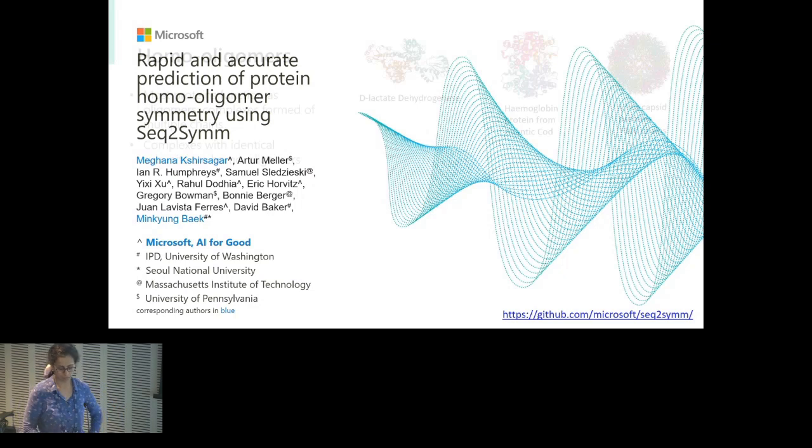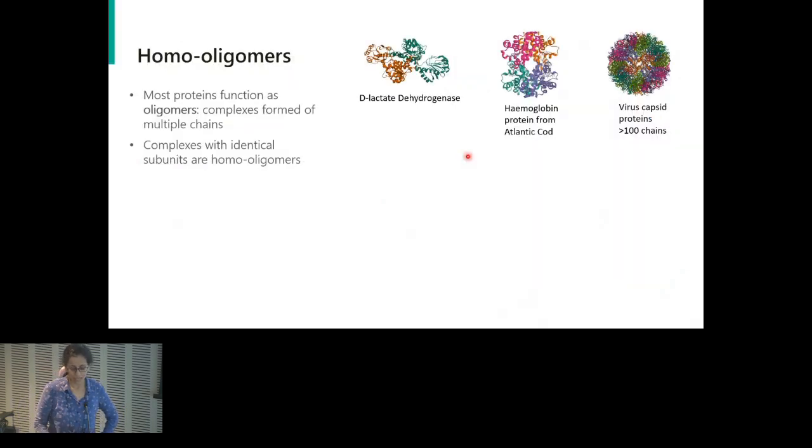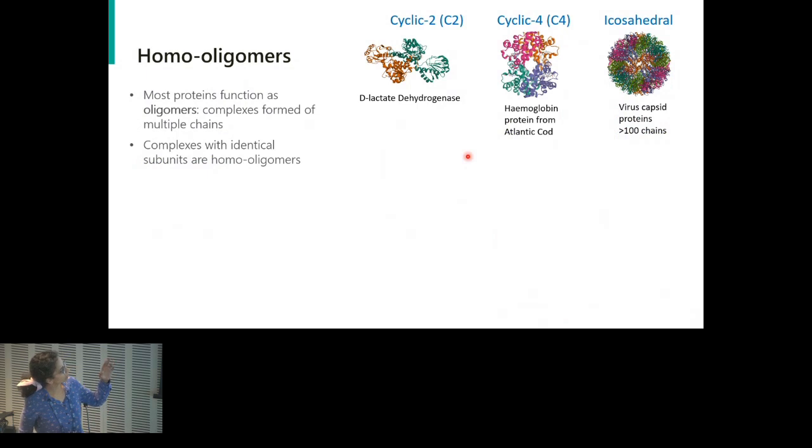Homo-oligomers are what we're going to talk about. Most proteins function as oligomers. These are complexes formed of multiple chains, and complexes with identical chains are homo-oligomers. Here are three examples of homo-oligomer proteins and their symmetries: cyclic 2 with two chains, colored by chain, cyclic 4 with four chains, and icosahedral.